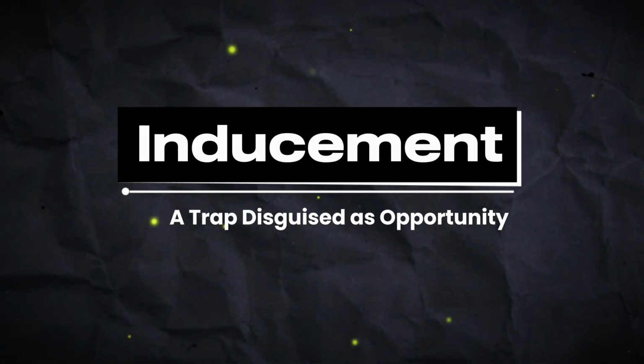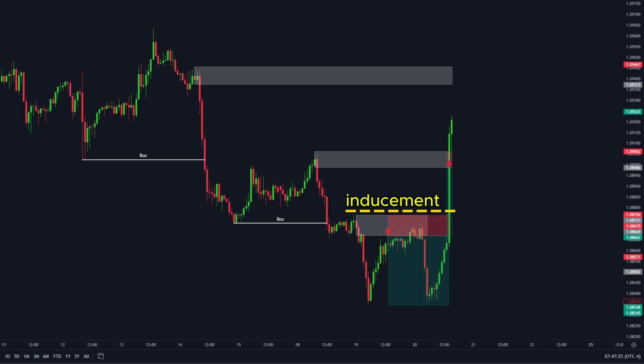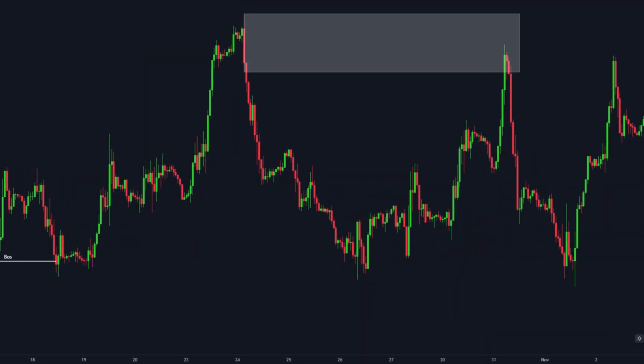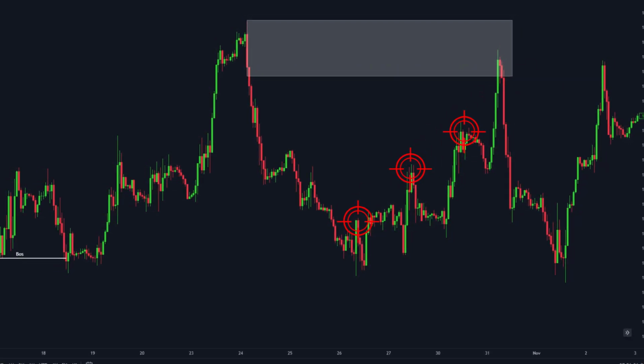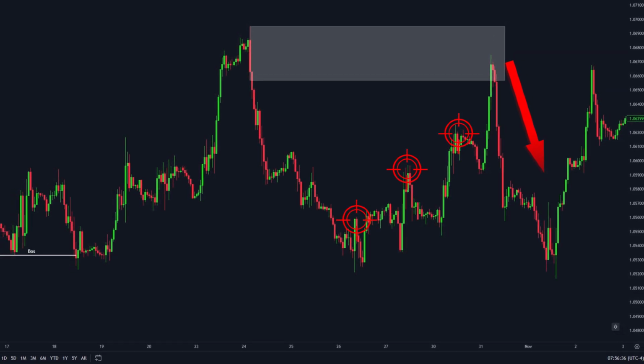Inducement, a trap disguised as opportunity. Inducement is another concept that can easily lead traders astray. Inducement refers to the market's tendency to lure traders into positions that appear to be safe but are actually traps. These traps are often set just before the market makes a significant move in the opposite direction. For instance, price may create a series of higher highs, enticing traders to go long, only for the market to reverse sharply and trigger their stop losses.